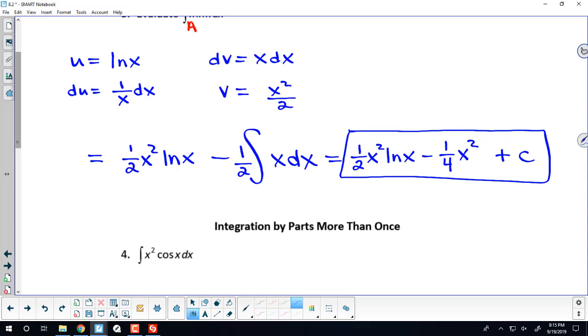So we don't know what the integral of the natural log is. We wouldn't want to choose dv to be ln x dx because we don't know how to integrate natural log of x dx. In a couple more examples, we'll see that we can do the antiderivative of the natural log with integration by parts. But for now, we don't know. Okay, questions on that example?